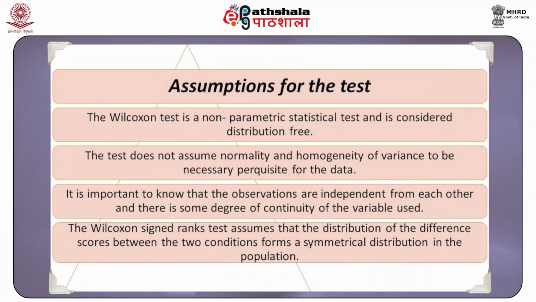Assumptions for the test. The Wilcoxon test is a non-parametric statistical test and is considered distribution free. The test does not assume normality and homogeneity of variance to be necessary prerequisites for the data. It is important to know that the observations are independent from each other and there is some degree of continuity of the variable used. The Wilcoxon sign ranks test assumes that the distribution of the difference scores between the two conditions forms a symmetrical distribution in the population. Thus, it is a less restrictive test as compared to its parametric equivalent, the T-test.